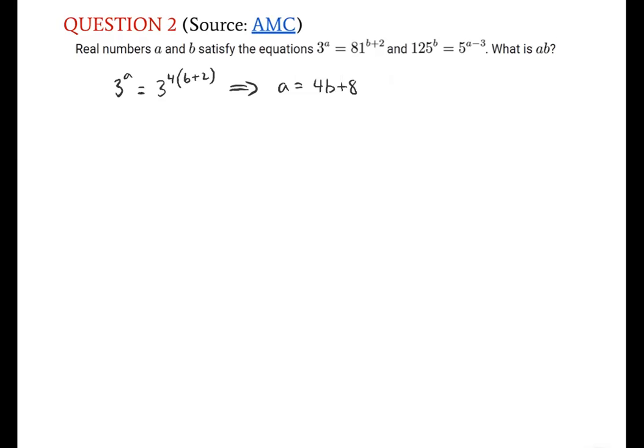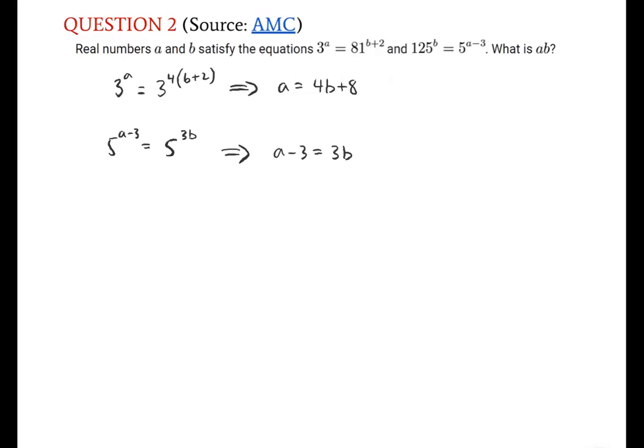And then for the second thing, we know that 5 to the power of a minus 3 is equal to 125 to the power of b. So 125 is just 5 to the power of 3. So we have 5 to the power of 3b. And again, we know that the two exponents are equal. So a minus 3 is equal to 3b.